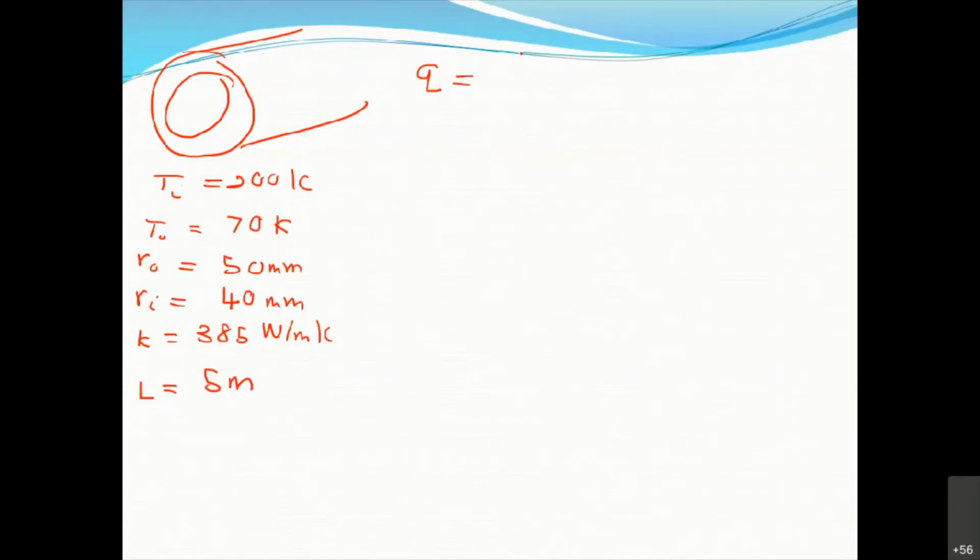what is the equation just now? Q is equal to K times 2 pi L, Ti minus To, over ln Ro over Ri. So you have all the informations.